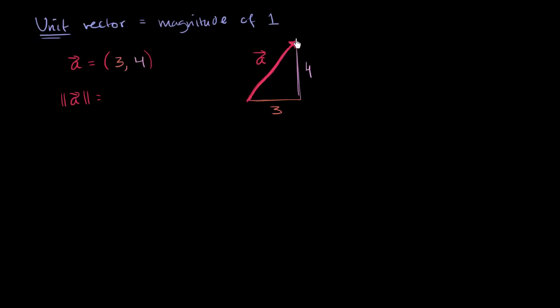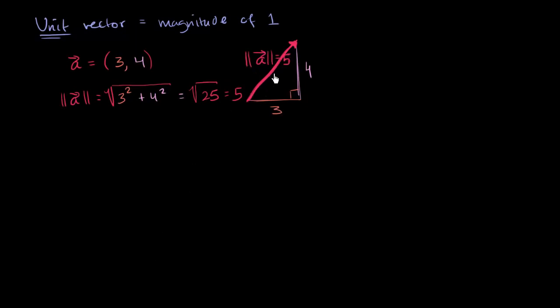Well, the magnitude is just the length of this vector right over here, and we could use the Pythagorean theorem to figure this out. This length is going to be the square root of the sum of the squares of the other two sides. This is just the hypotenuse of this right triangle. So this is going to be the square root of 3 squared plus 4 squared, or the square root of 9 plus 16, square root of 25, which is equal to 5. You might have just recognized that this would be a 3, 4, 5 right triangle. So the length of this side right over here is 5. So I could say the magnitude of A is equal to 5.